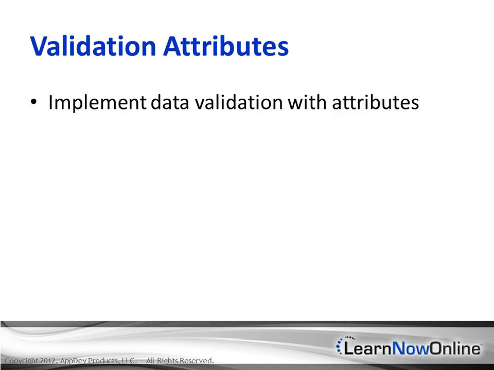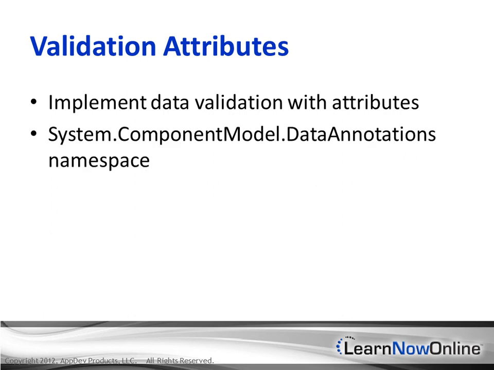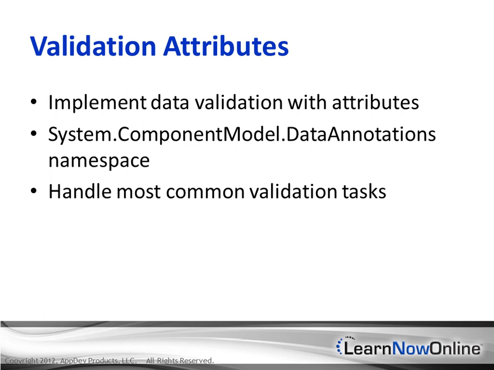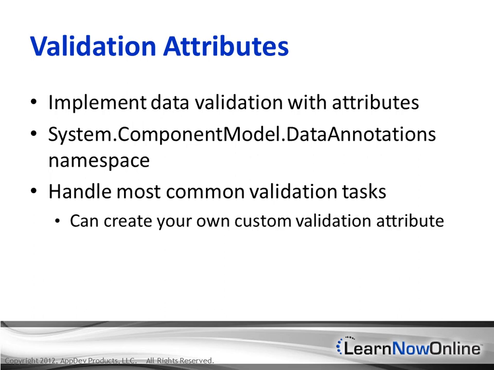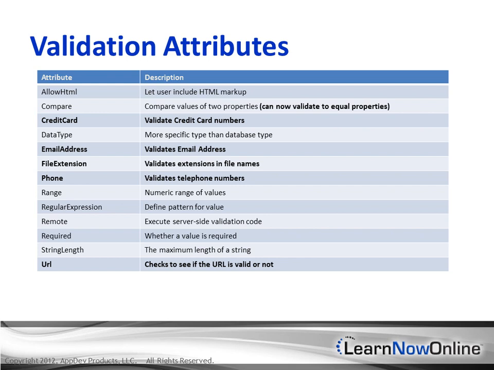Validation attributes implement the validation with the attributes of the System.ComponentModel.DataAnnotations namespace. They handle the most common of the validation tasks. Here you can create your own custom validation attributes that also inherit from the ValidationAttribute class. Here's a list of some validation attributes. The ones noted in bold are new to MVC4, such as credit card, email address, file extension, phone, and URL. Some of the more common ones in this list are AllowHtml, Compare, DataType, Range, and RegularExpression.